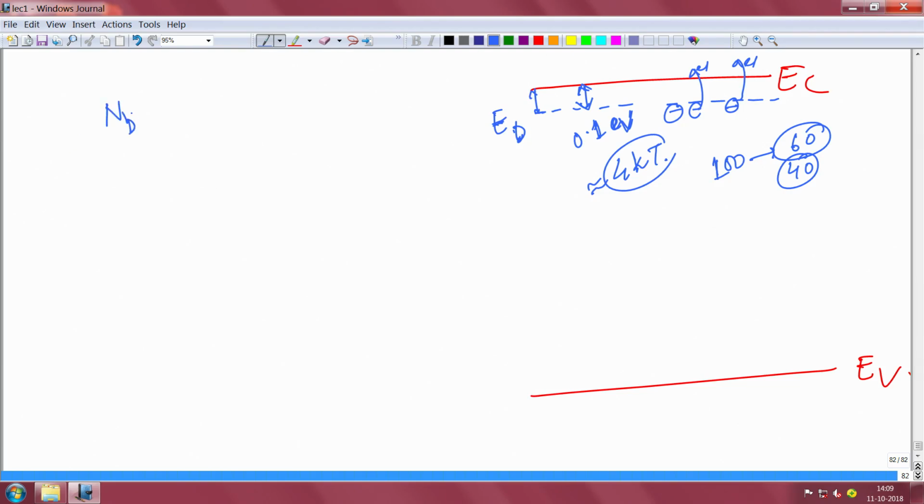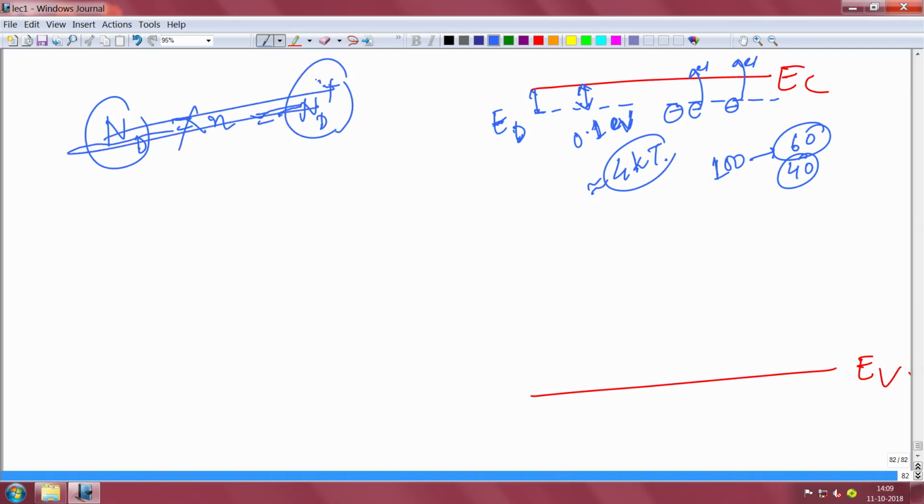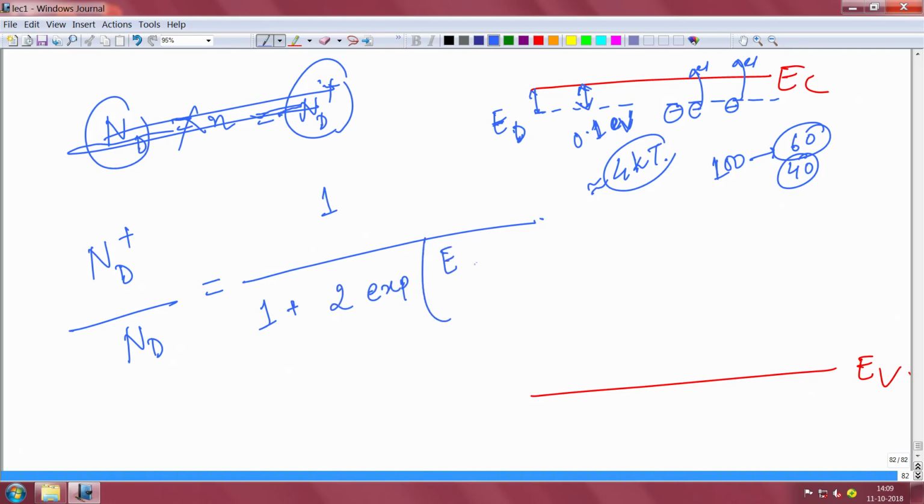So, I told you typically, if you assume 100% ionization, then Nd is equal to N, which is equal to Nd plus, because all the atoms have ionized, right. But if it is incomplete ionization, then this is not true, right. The fraction that is ionized, Nd plus by Nd, is typically 1, that is 100%, if it is fully ionized, but if it is incompletely ionized, then it will not be 1. It will be something like this.